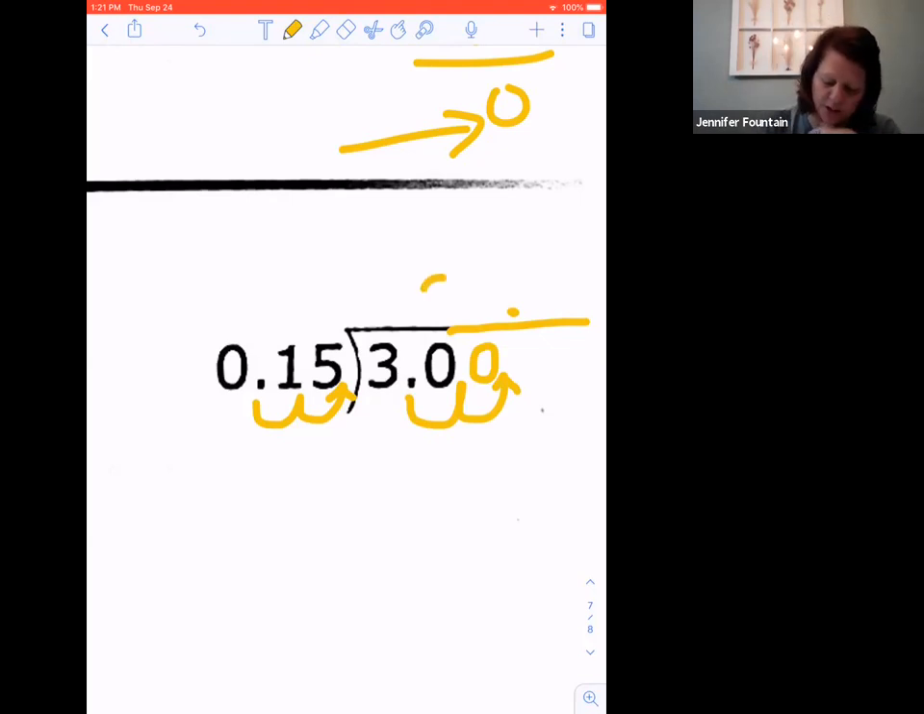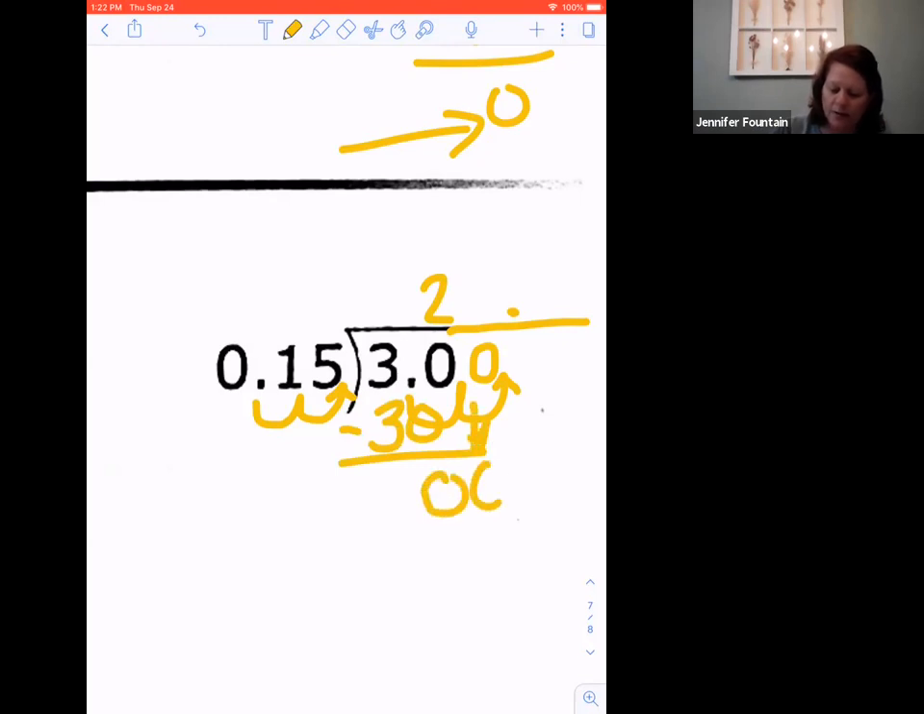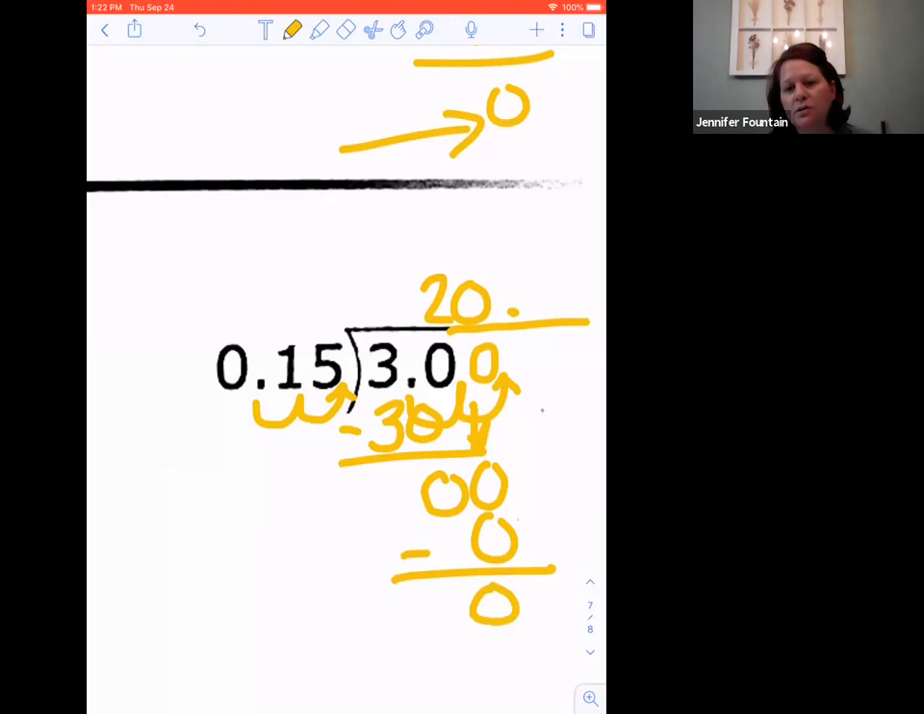15 will go into 30 2 times. Remember, whatever number I'm dividing into, I'm going to put my number above just the place value that I divided into. So since I did 15 into 30, I put my 2 above the 0 for 30. Then 2 times 15 is 30. Subtract, I've got 0. I bring down a 0, and 15 will go into 0 0 times. 0 times 15 is 0. So I find that my answer is 20.